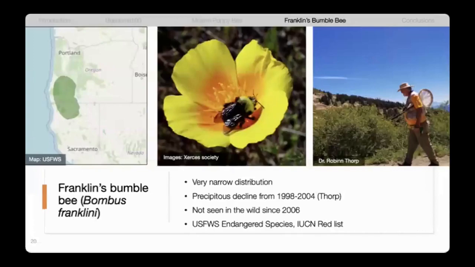The decline of Franklin's bumblebee was first noted by the late Robin Thorpe, pictured here, who was a professor at UC Davis. He dedicated significant efforts to surveying for franklini and other pollinators and helped push the listing of the first bumblebee species, the rusty-patched bumblebee, or Bombus affinis, under the Endangered Species Act. Franklin's bumblebee has not been observed in the wild since 2006.